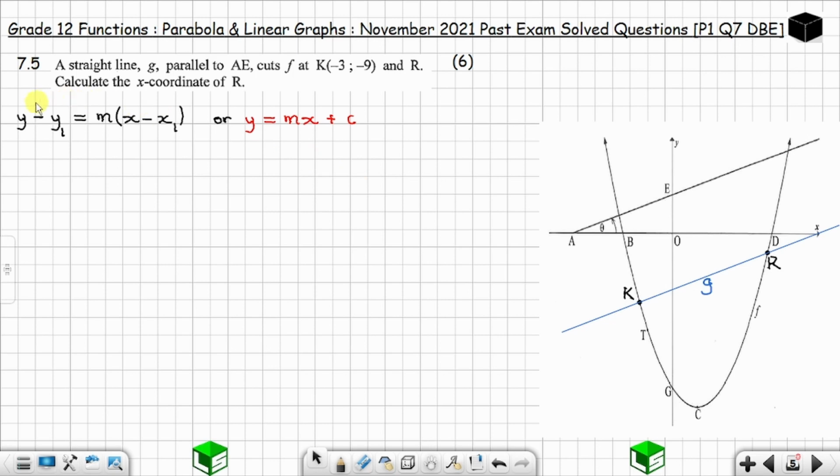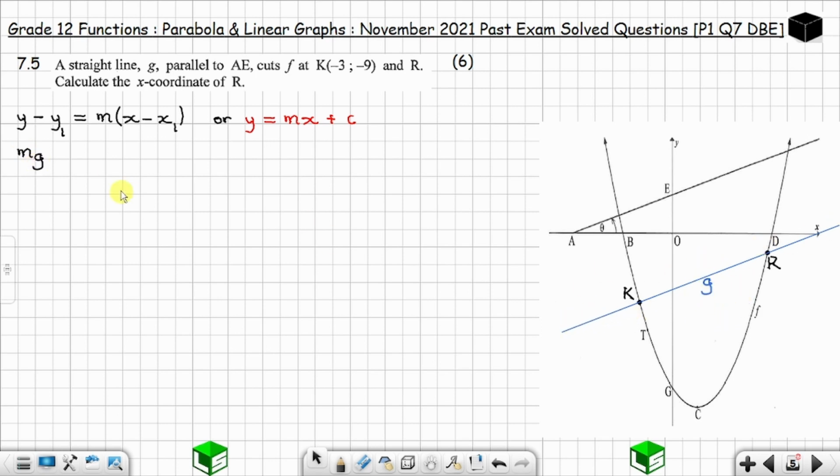Okay, let me use this one. You can use this one or this one. So I'm going to use this one. In this one, M is your gradient. Even in this one, M is the gradient. So remember, what is M equal to? M for G, so the gradient of G, we are doing this.